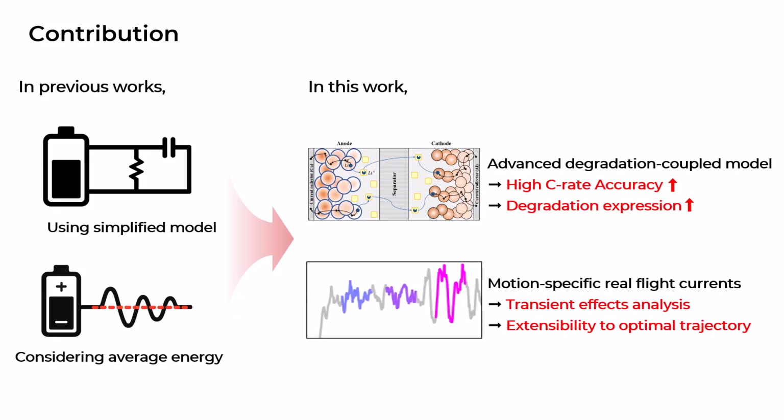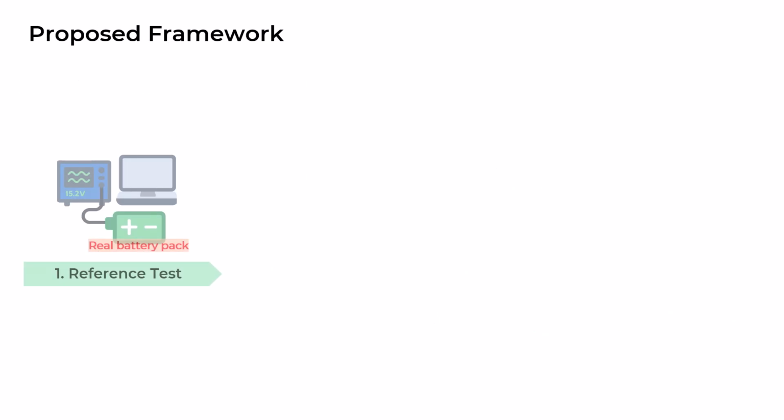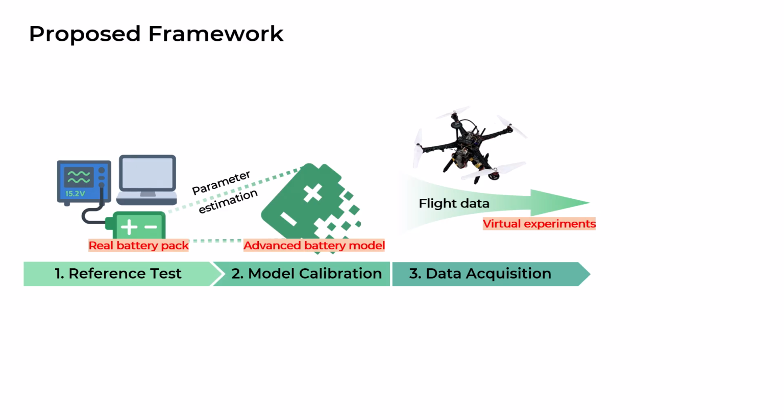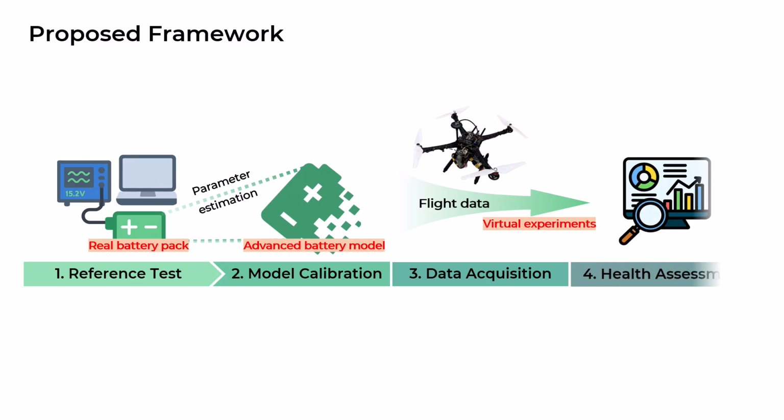Here, we propose a study for analyzing quadrotor motion-specific transient effects on battery degradation through highly advanced battery models. Specifically, we begin with a reference performance test for target battery packs, and then calibrate the model using the reference test result. In parallel, we collect flight data in real quadrotor experiments, and finally assess battery health through virtual experiments using the calibrated model and measured flight data.